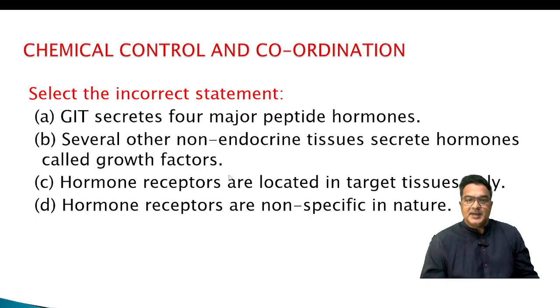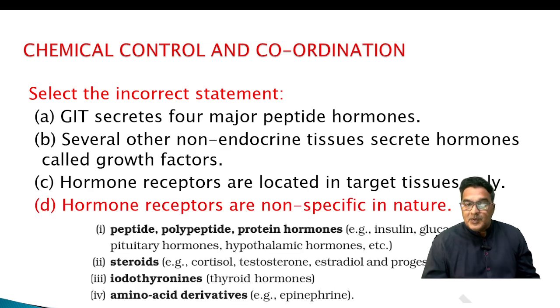Select the incorrect statement. Gastrointestinal tract secretes 4 major peptide hormones. Several other non-endocrine tissues secrete hormones called growth factors. Hormone receptors are located in target tissues only. Hormone receptors are non-specific in nature. Hormone receptors are very specific in nature.